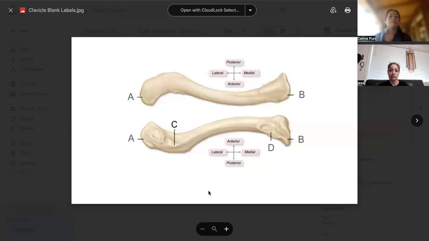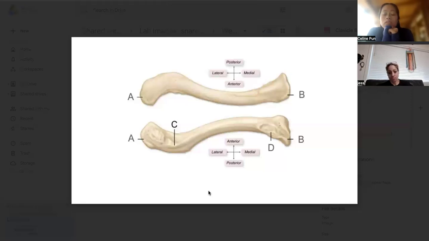Can you see my screen? Yes. Okay. That's a good start right there. Can you name the four parts of the clavicle? No.